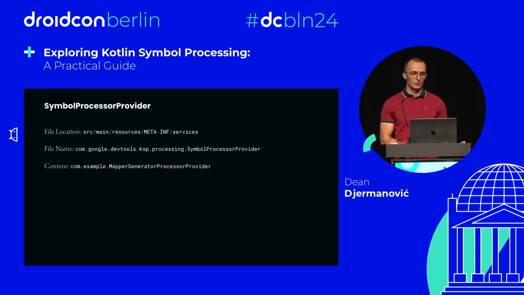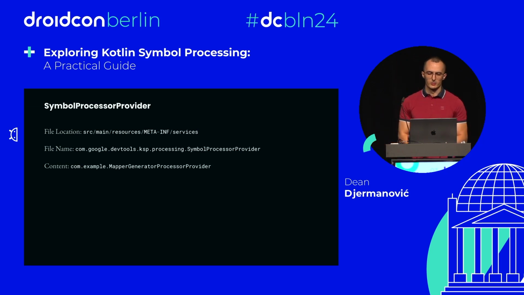When it comes to the SymbolProcessorProvider, there are a couple of rules that we need to follow. Each SymbolProcessorProvider needs to be specified in a special file named com.google.devtools.ksp.processing.SymbolProcessorProvider under the src/main/resources/META-INF/services path. And the content of this file needs to be the fully qualified name of your symbol processor. So all of these three conditions need to be met in order for the SymbolProcessorProvider to work as expected.